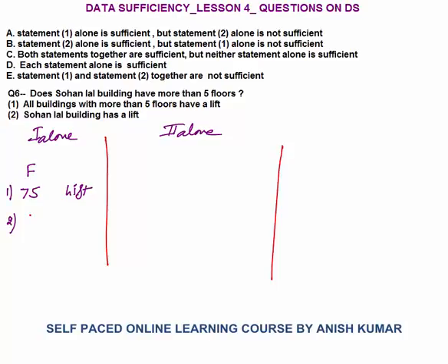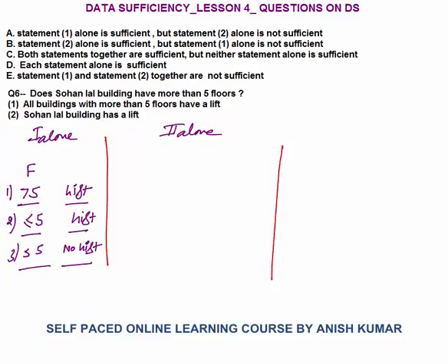Case number 2: the building has less than or equal to 5 floors. Then it may or may not have a lift. So there are three possibilities, because it is not given that a building with less than or equal to 5 floors does not have a lift. The only thing given is that all buildings with more than 5 floors have a lift. So we have three possibilities for Sohan Lal's building: more than 5 floors with a lift, less than or equal to 5 floors with a lift, or less than or equal to 5 floors without a lift.